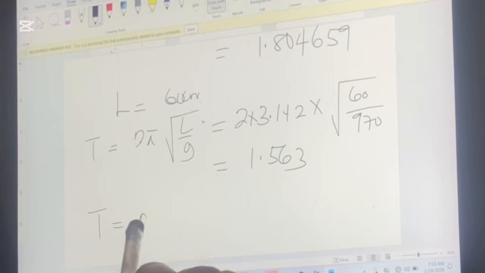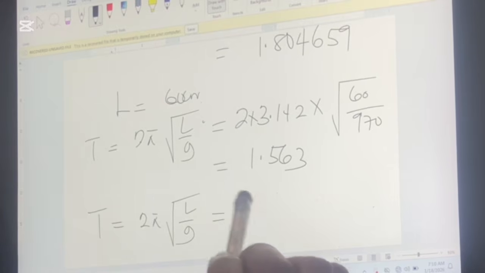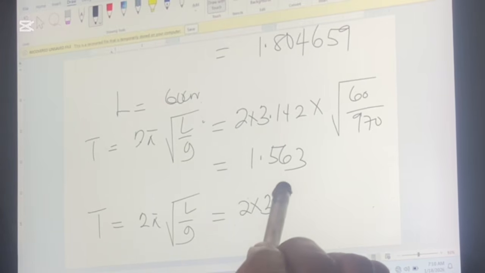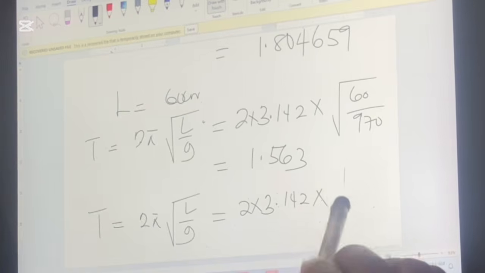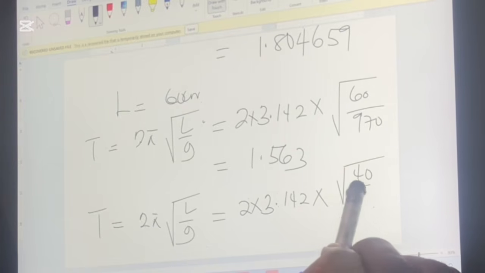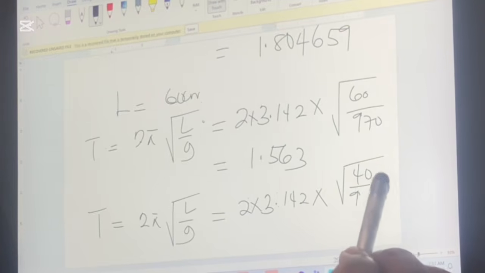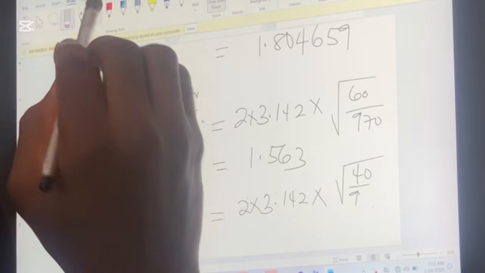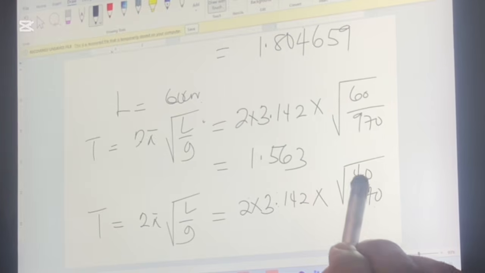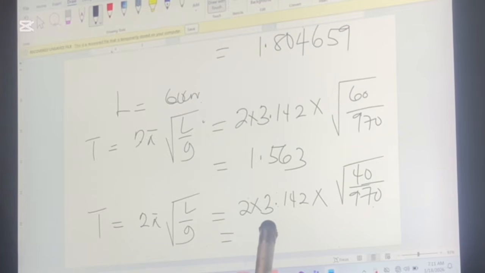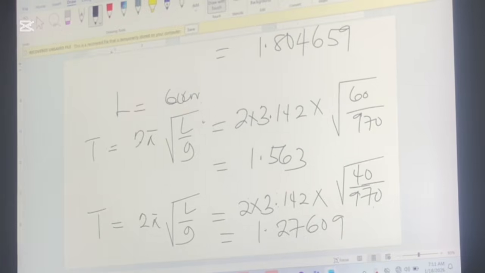The next one is when L is equal to 40. Our T is equal to 2 pi square root of L over G, equal to 2 times 3.142 times the square root of 40 over 970. My answer here is 1.27609. So these are the values of T.